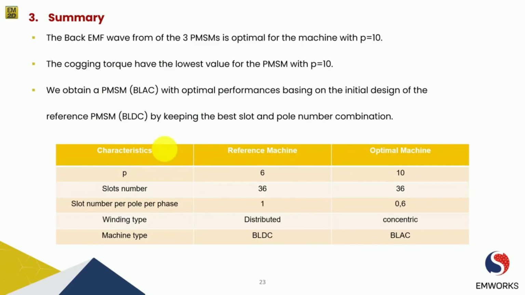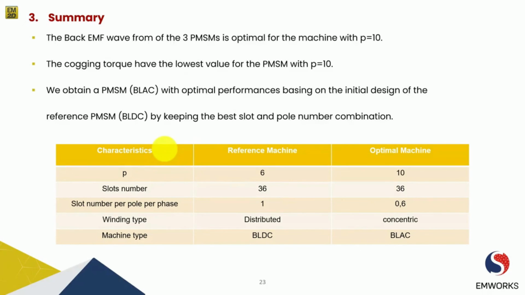So what we did in this webinar is we computed the back EMF, and we found the optimal design is for pole pair equal to 10, and this is one of the variables which we have varied and checked the performance. There are other parameters also that need to be varied and optimized. This is just a part of the optimization of the model.